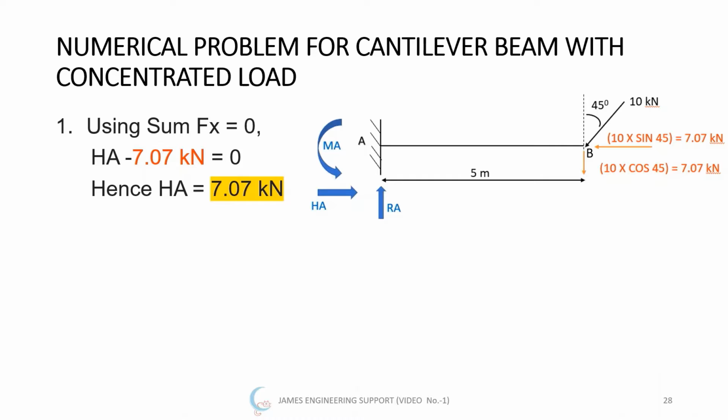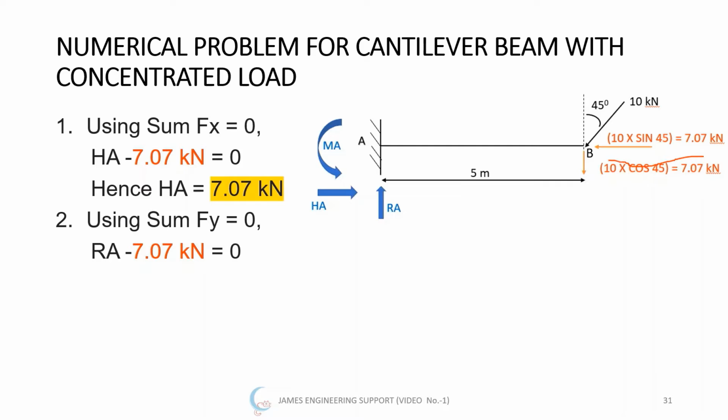So my answer is correct. The equation will be 0 when this 7.07 acts in this direction and the reaction is in the opposite direction. So everything is correct. Next we will consider the y forces. We'll write the equation as RA positive minus 7.07 as negative. After solving this, we get RA equal to 7.07 kilonewton.